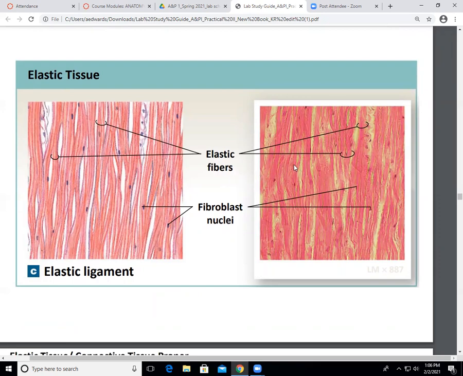So this is elastic tissue. These are elastic fibers. Again, here are the little fibroblast nuclei. All right. And it is dense. It's not as wavy as dense regular. Okay. But these are elastic fibers.